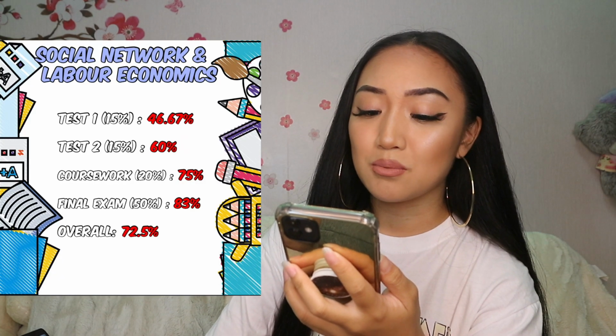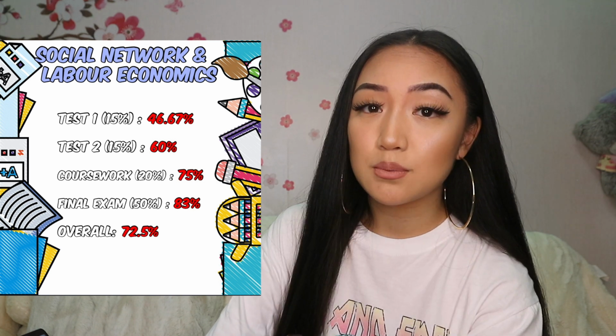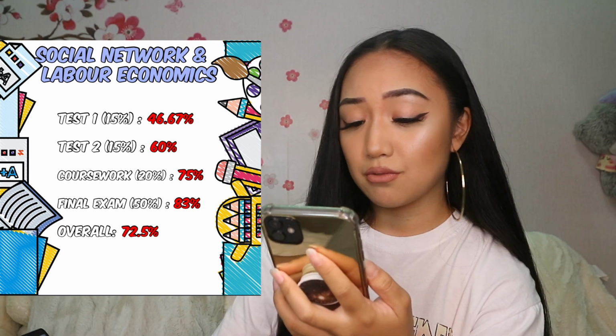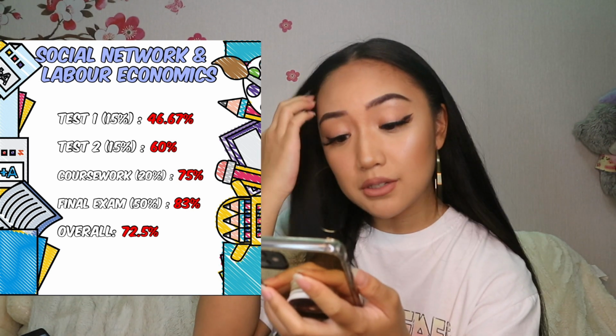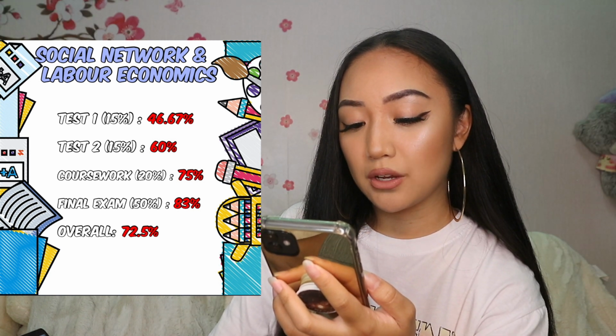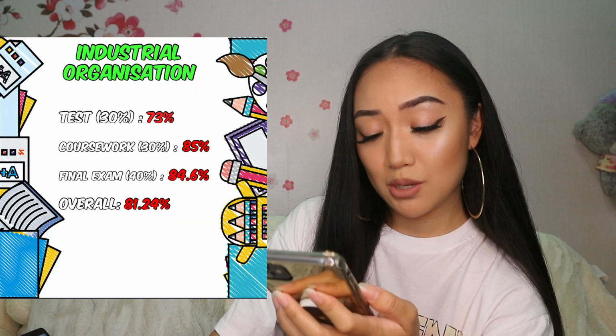Right guys, so I've calculated everything. Social network and labour economics, we had to do 2 tests, both worth 15% for that module. Test 1, it wasn't that good. I got 46.67%. Test 2, I got 60%. Coursework, which was 20%, I got 75%, and the final exam, 50%, I got 83%. So overall I got 72.5%.